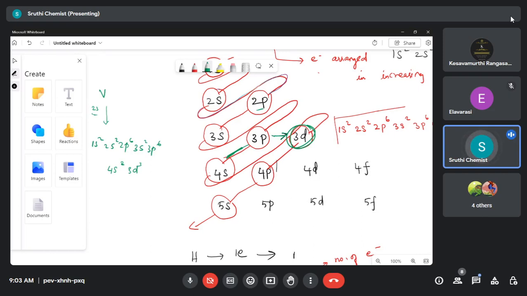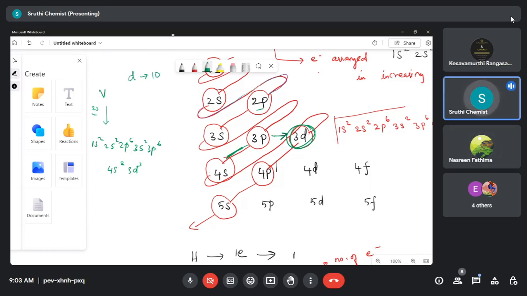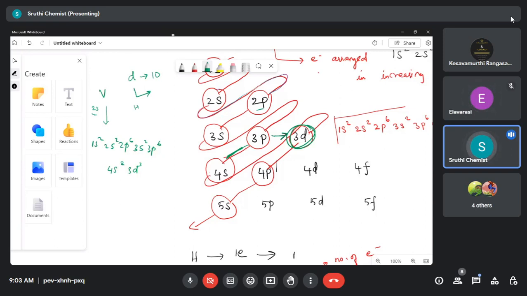See, what is the maximum number of electrons in the d subshell? 10, ma'am. 10 electrons. Very good, 10. What is meant by half filled for d? 5. Very good. Half filled is 5. Even half filled is stable, and fully filled is also stable. But fully filled is more stable than the half filled configuration. Okay, students?